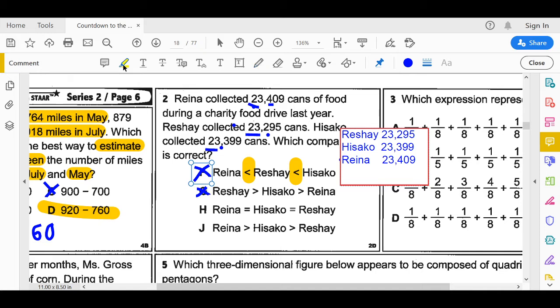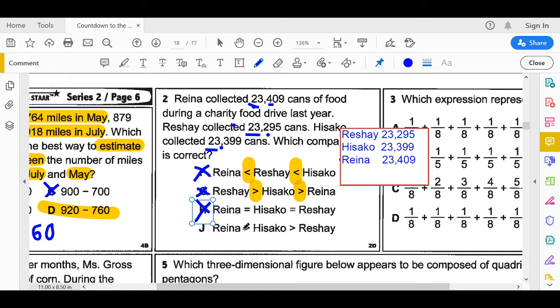I'm going to highlight my symbol, just to remember what it means. Letter H, I think that one is easy to eliminate, amigos, because it's telling us that Reina's number is equal to Hisako, and also Hisako's number is equal to Riche. And we know that's not true. They are different numbers for the three of them. We only have letter J as an option here. So let's check if that's actually the correct one.